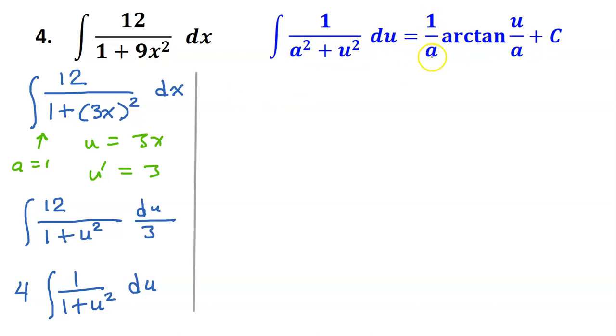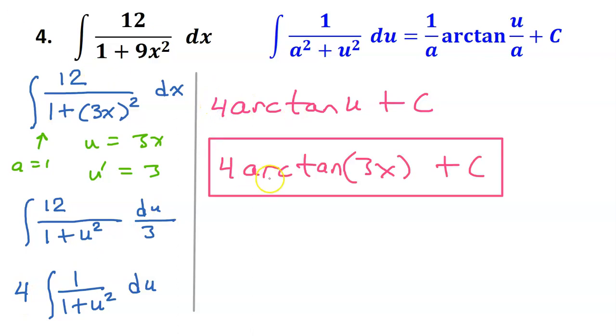We have 1 over a, but a is 1, so we don't need to write anything here. Let's go ahead and write arctangent, and then we have u over a. Again, a is 1, so that'll just be u plus c. Don't forget that we had this 4 in the front, so I am going to bring that down. Substituting 3x back in for u, and we have the final answer.